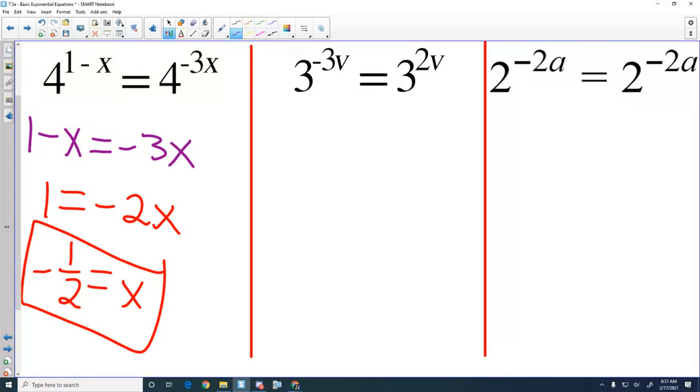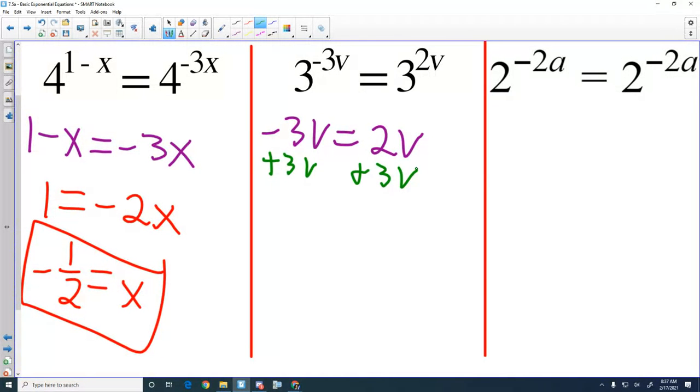All right, this next one, when we set those exponents equal, you get negative 3v equals 2v. Now, this looks a little strange because there's only one term on each side, and they both have v's. But our goal is always to get the variables together on one side. And so I can add 3v to the other side. Now, when I add 3v to the left, what's a negative 3v plus 3v? Like, what number does that actually equal? That's a 0, right? So you can actually put the 0 right there, equals 5v.